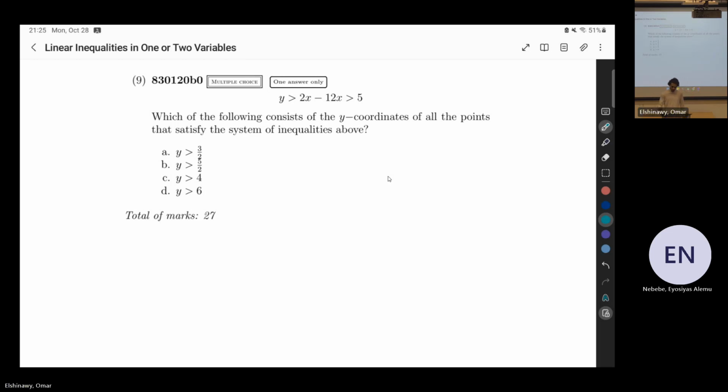I just think that 2x minus 12x is going to be minus 10x. So y is greater than minus 10x, which is greater than 5. So we should choose the y that is bigger than the other numbers. So I don't think... 75.